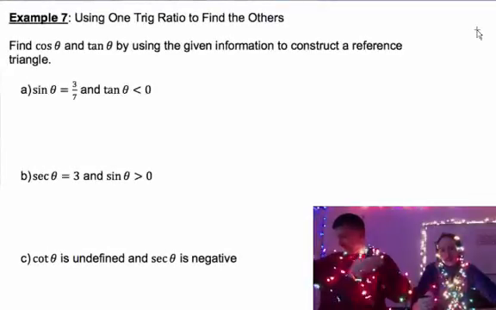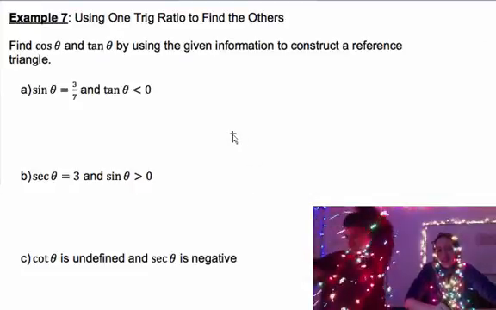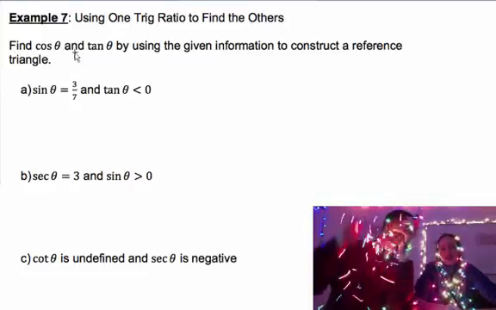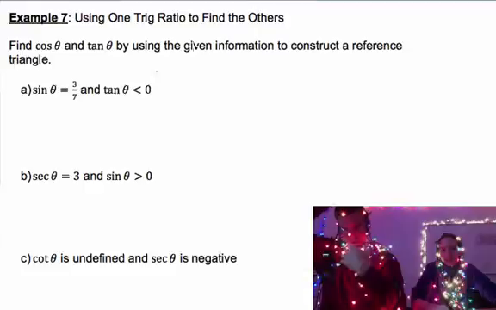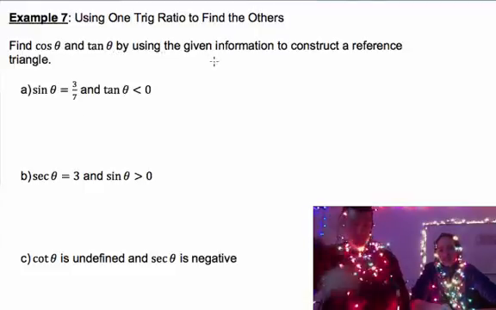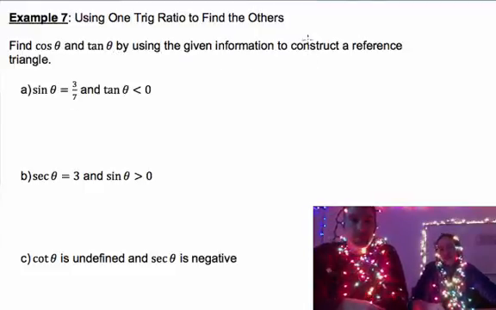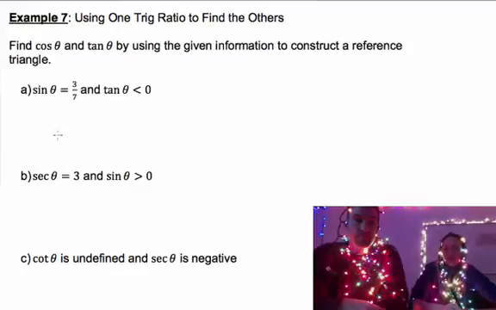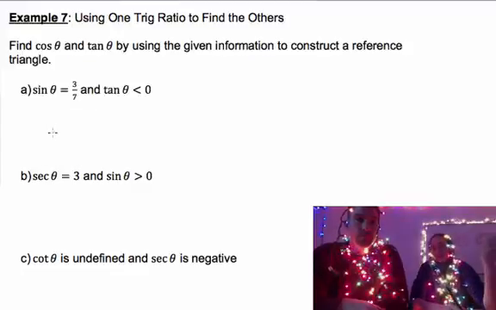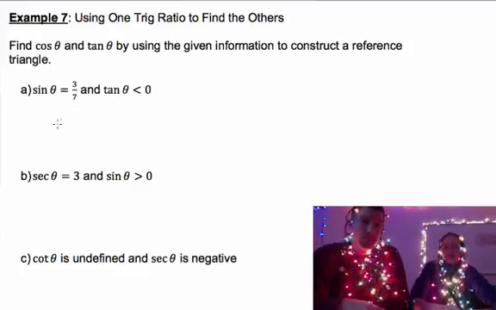Example 7, using one trig ratio to find the others. Find cosine theta and tangent theta using the given information to construct a reference triangle. So what we're going to do is not use our calculator, because they gave us plenty of information for us not to have to.